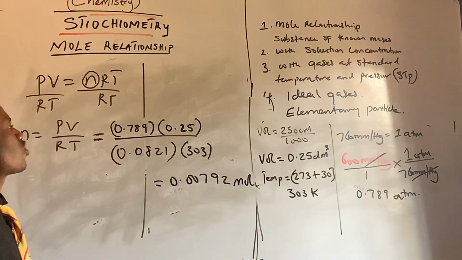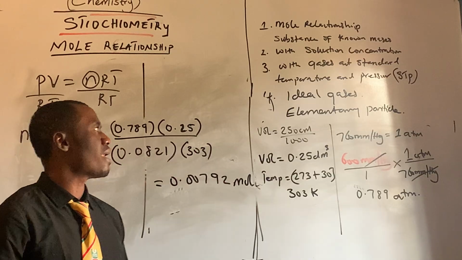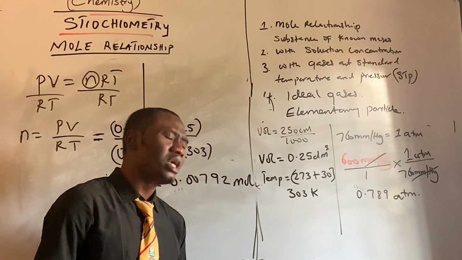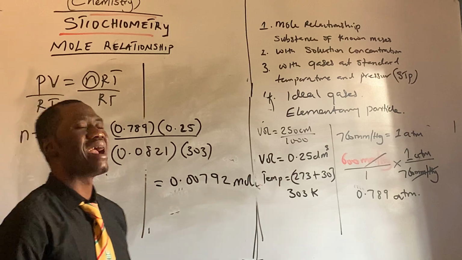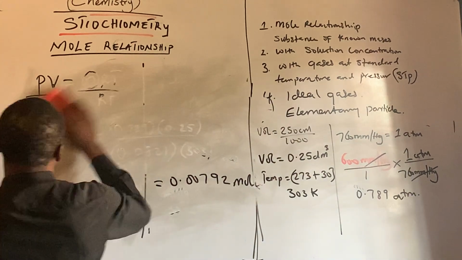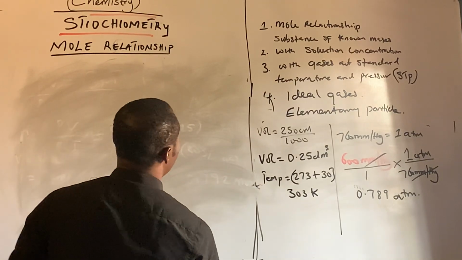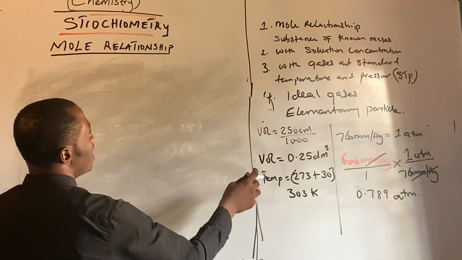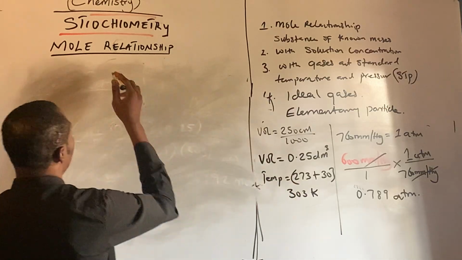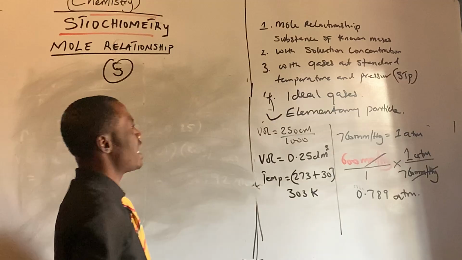Now let's solve a question on the relationship of mole with an ideal gas. So let's get to the last one: relationship of mole with elementary particles. Let's clean up the board. That one was number 4, and this one we're doing now is number 5.